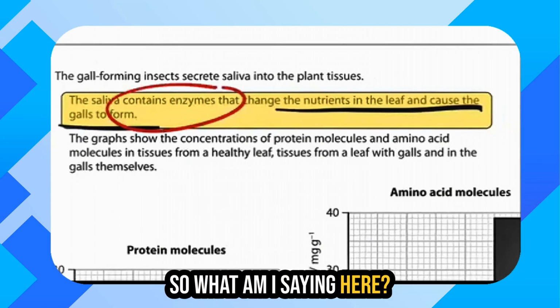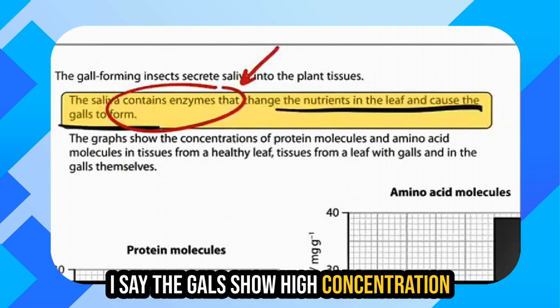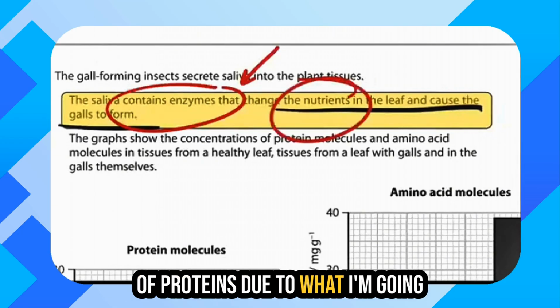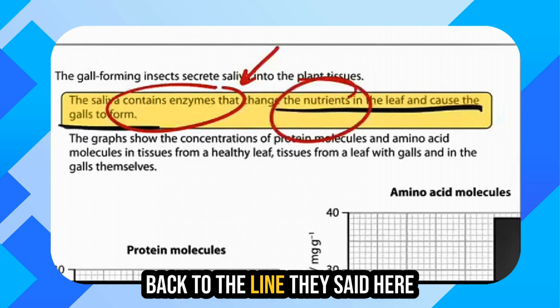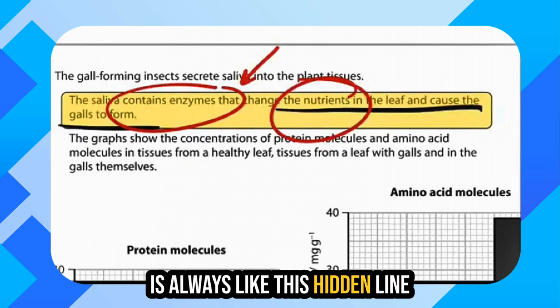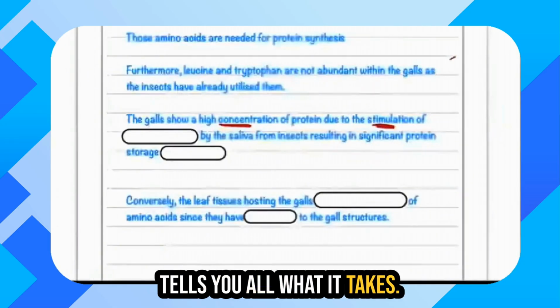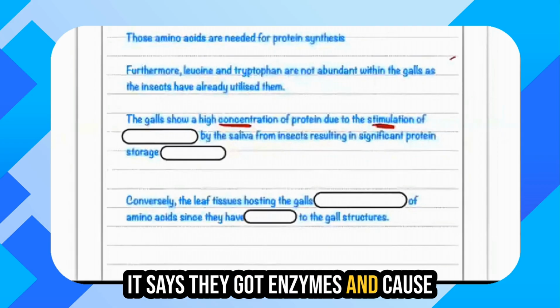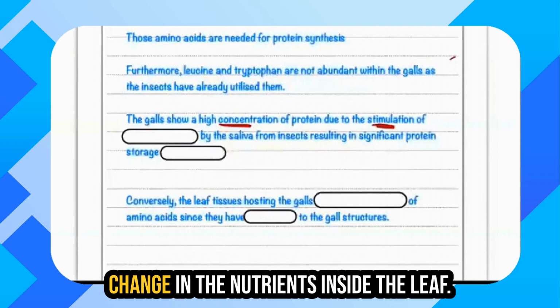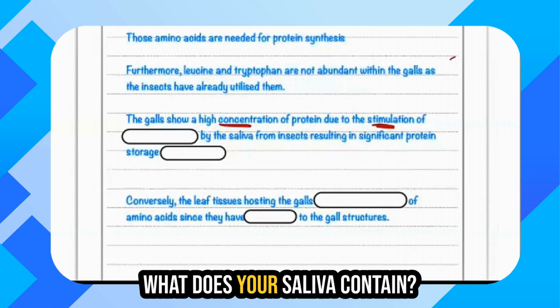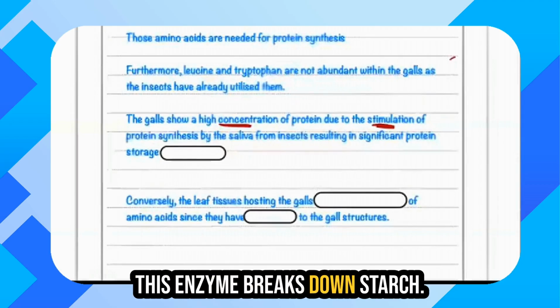So what am I saying here? I say the galls show high concentration of proteins. Due to what? I'm going back to the line they gave here. There's always a hidden line that tells you all it takes. It says they have enzymes that cause change in the nutrients inside the leaf. So again, like your saliva, what does your saliva contain? This enzyme breaks down starch.